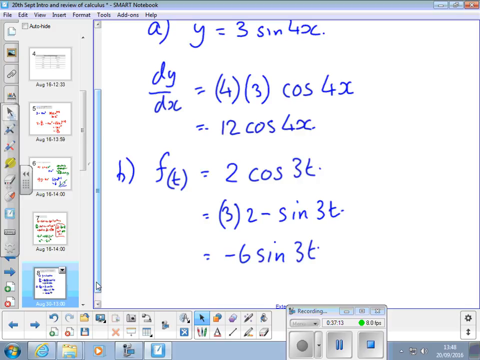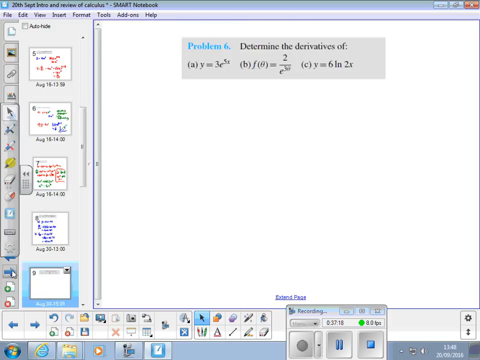Over the page, there are two examples of exponential functions and an example of a log function. 3 or 4 minutes, have a go at them 3.